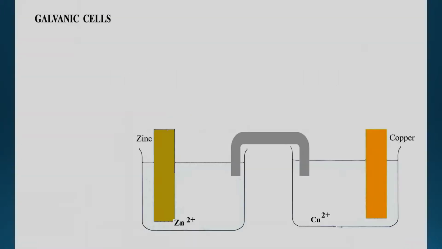Galvanic cell. In a galvanic cell, you can see two tubs. One tub is zinc in a zinc solution. Tub B, copper in copper ion solution. So that means you have zinc solid with the zinc ion solution, and copper with the ion in solution.